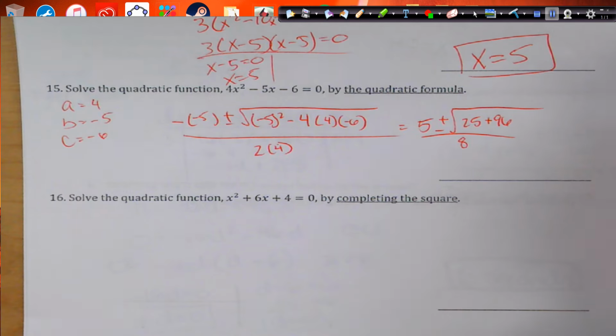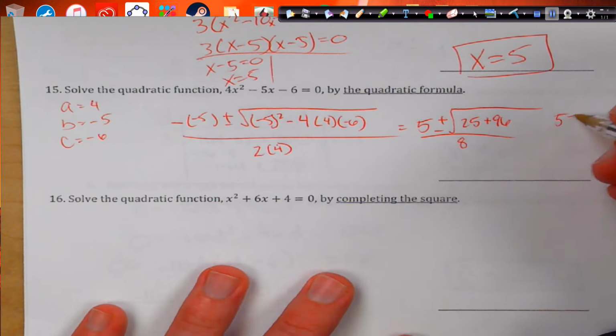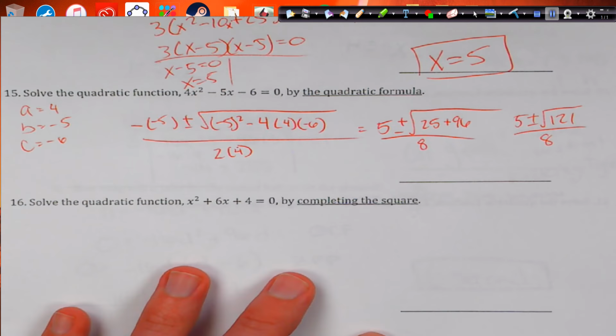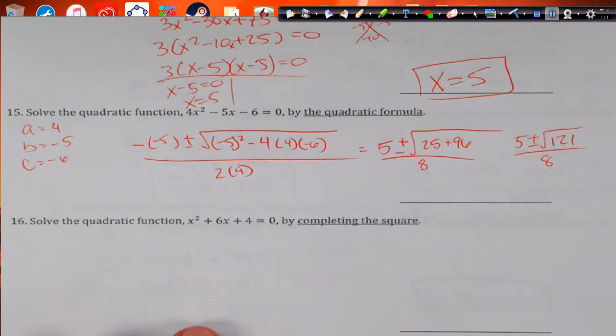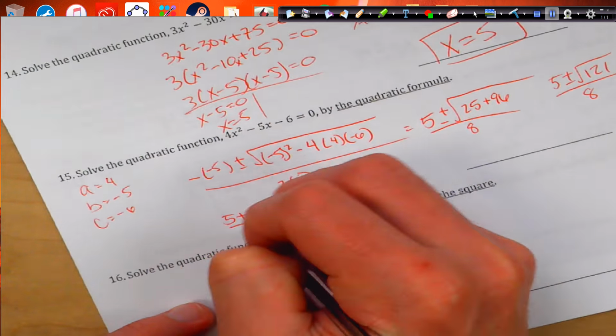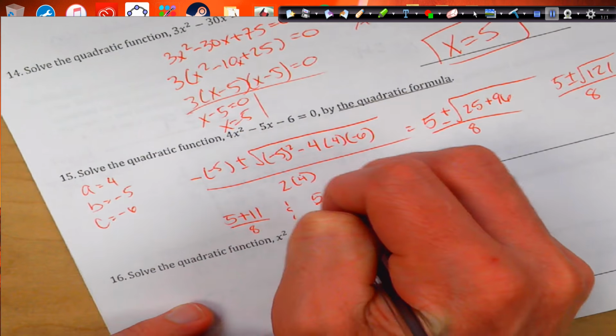So 25 plus 96 is 121. So we have 5 plus or minus the square root of 121 over 8. 121 is a perfect square, so we can actually solve that. This is going to become 5 plus 11 over 8 and 5 minus 11 over 8.